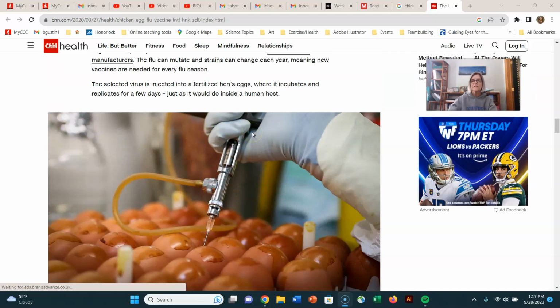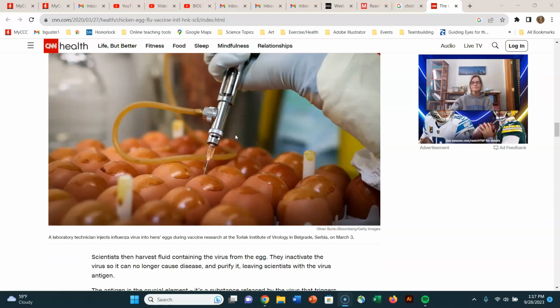So just to reiterate, there are three major ways to grow viruses in the laboratory: in live animals, in cell cultures, or in fertilized chicken eggs.